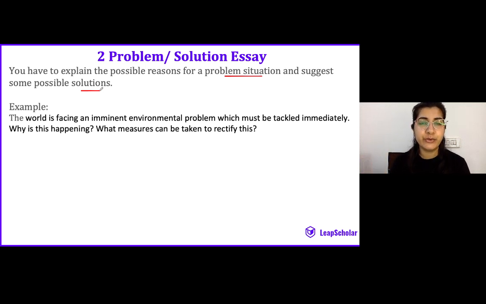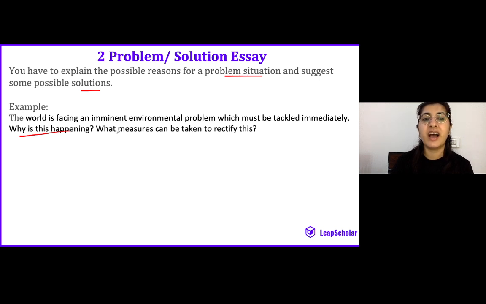Synonyms, can you spot what's happening? They can use synonyms to modify the question. Let's see the example here. The world is facing an imminent environmental problem which must be tackled immediately. That is the problematic situation which is given to you. And then it asks you, why is this happening? What does it mean? Very simple. It's asking you, what are the reasons for this problem? What are the causes? What factors are leading to this?